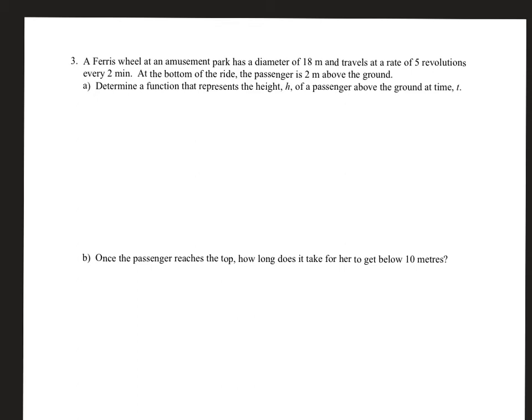Okay, we should be back. So the first thing I might do is go ahead and put on a set of axes. It's a Ferris wheel question, so I know that's going to put me in quadrant 1. I'm talking about height in the problem, and I'm talking about time. So we go through and we create our problem.